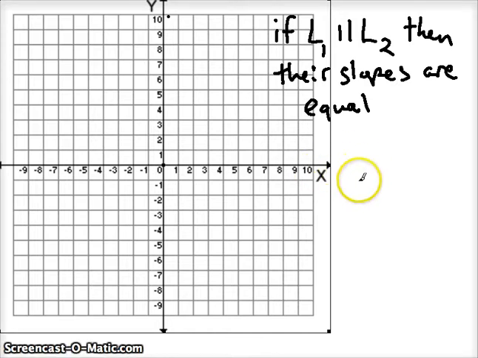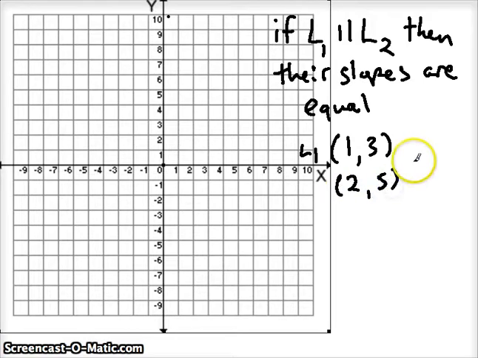If I know 2 points of a line, let's say that line 1 has 2 points. One of them is 1, 3, that's the coordinate pair of that point, and another point on that line is at 2, 5. Let's graph those. 1 on the x and up 3 on the y would put a point there. 2 on the x and 5 on the y would put a point there. So these are a line.